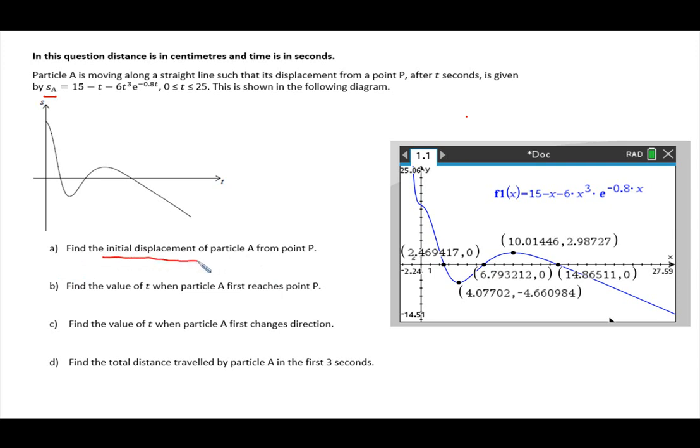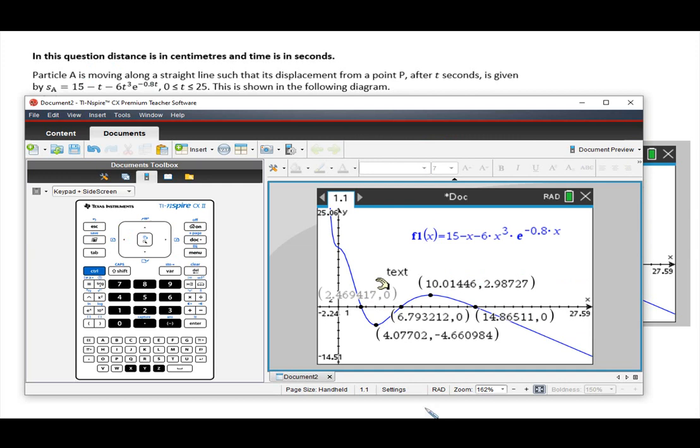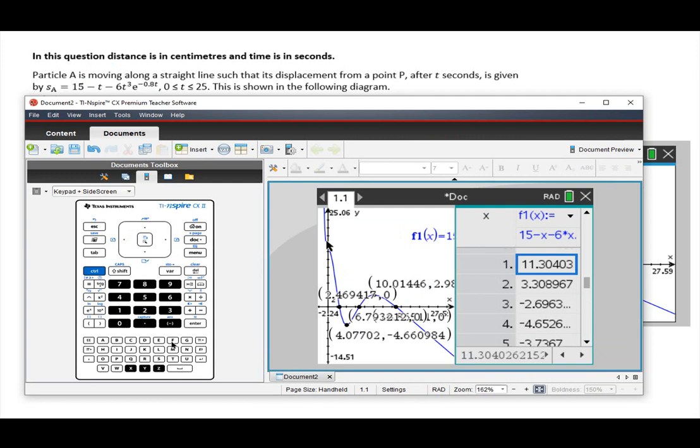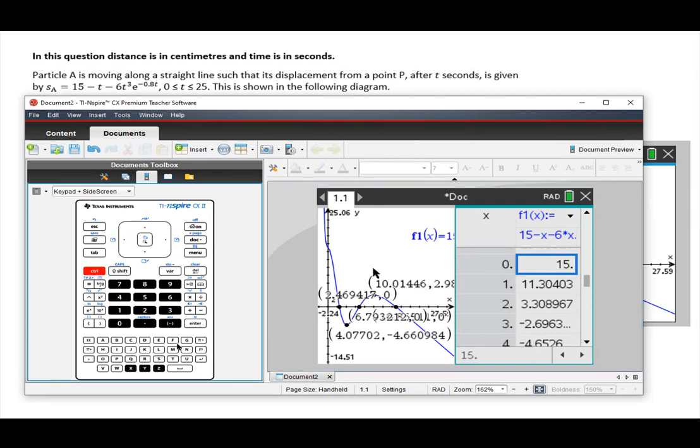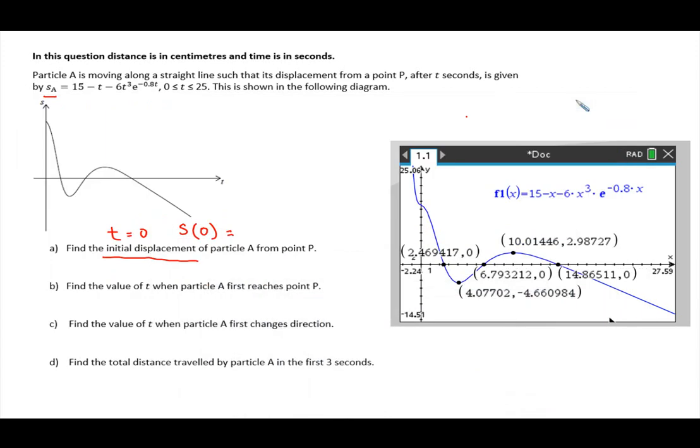So initial displacement, right? Anytime you hear the word initial, I want you to think the time is equal to 0. So basically in part A here, we're trying to find, well, when is the time 0? You can just plug 0 in here for t and work it out, or you can graph the function and then use the table. I've already graphed the function here, so if I just go to the table, control T, and go to when x is 0, I get 15. If I want to get out of the table, I just click control T again. So right here, we know that this is equal to 15.